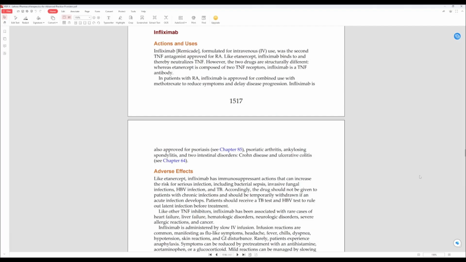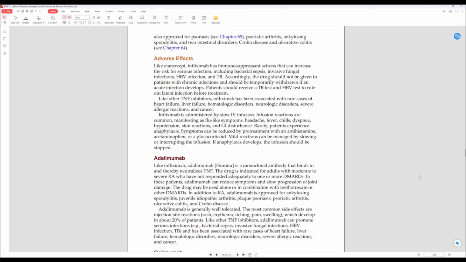In patients who have RA, infliximab is approved for combined use with methotrexate to reduce symptoms and delay disease progression. Infliximab is also approved for psoriasis, psoriatic arthritis, ankylosing spondylitis, and two intestinal disorders, both ulcerative colitis and Crohn's disease.